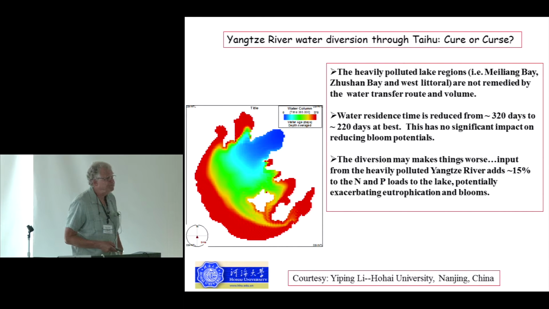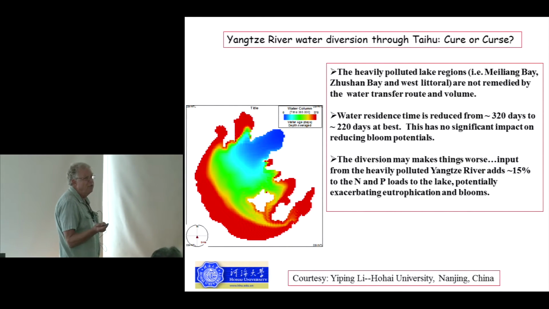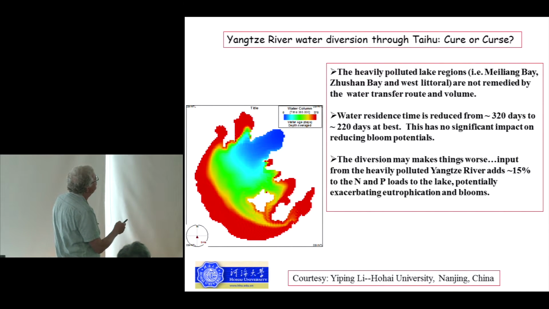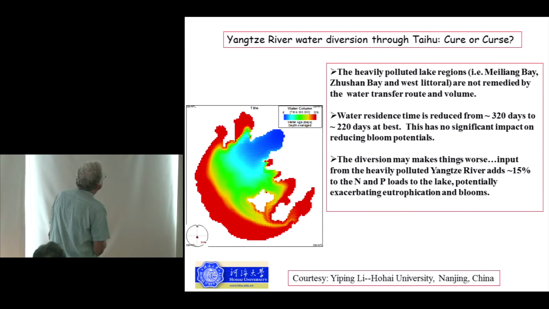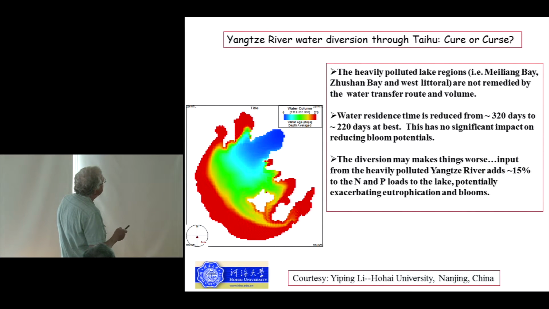And the problem is that it sounded all really good from a hydrologic perspective. Take the Yangtze River water, flush it through the lake, force the algae out of the lake, and reduce the residence time. And this is a hydrologic model, basically showing you how that impacted the water column itself. The problem, though, is that these bays here, in which the problem is most extreme, were pretty much isolated from where the water was being forced through the lake. So there was a hydrologic problem there.